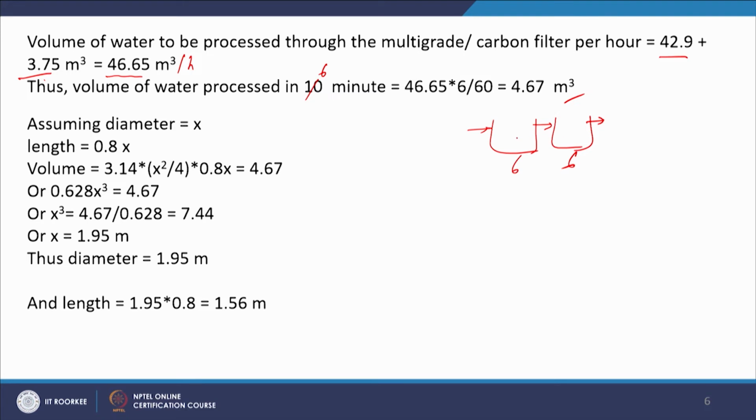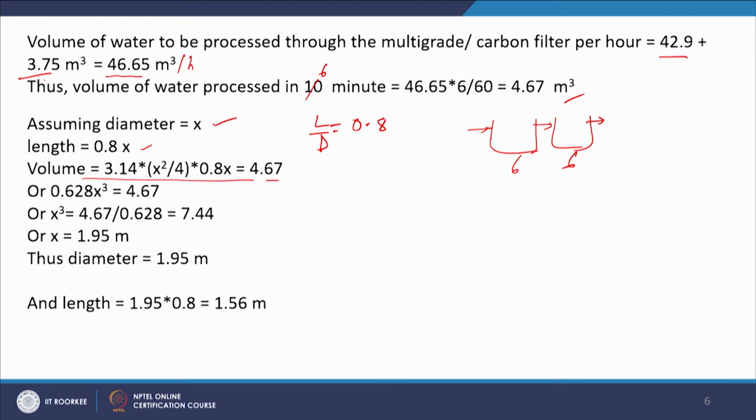Now we are assuming that these two tanks have the same dimension, with diameter as x and length equal to 0.8 x, because L by D is equal to 0.8, as given in the statement. So, our assumption is okay: length is equal to 0.8 x and diameter is equal to x. Then what will be the volume? Volume is equal to pi d square by 4 into h. So, that is equal to pi x square by 4 and h is equal to 0.8 into x. Then volume equal to how much? This is 4.67.